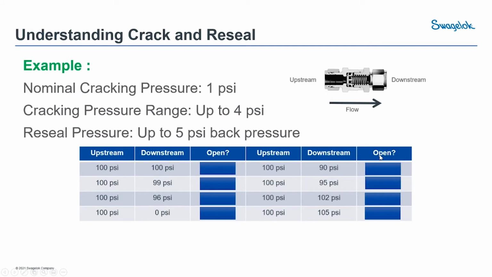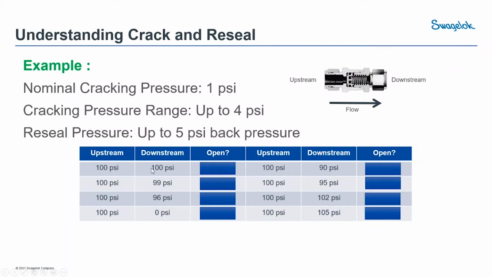So we've got a bunch of examples here. We have this check valve, a spring-loaded check valve. It's got a nominal cracking pressure of 1 PSI. From our catalog, the cracking pressure range is up to 4 PSI max. The reseal pressure is up to 5 PSI back pressure. So I've got all these different options here, and you can follow along and try to figure out, is this going to be open or closed under these specific upstream and downstream conditions?